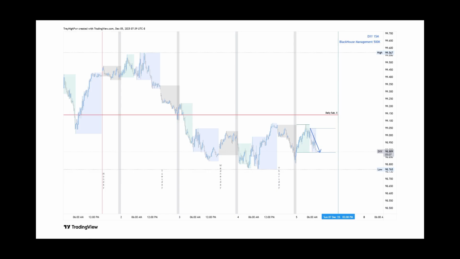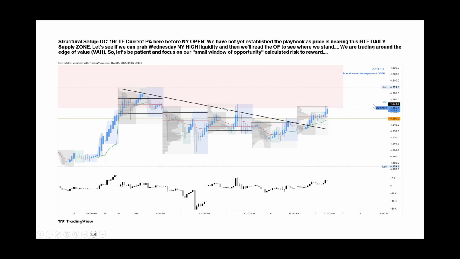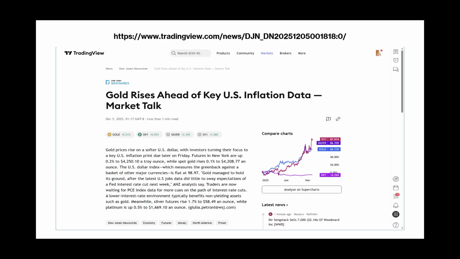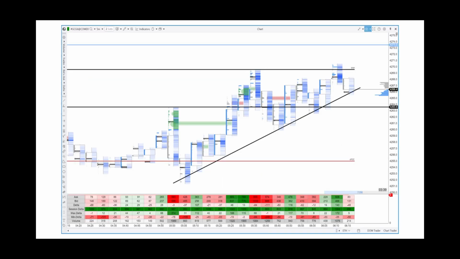So this was more added confluence as to why I'm looking to go long, and I wanted to target higher into that overall daily supply zone. This is a daily supply zone, but as you can see, early New York, we're already trading around the edge of value, and this was the first main target that I was looking to capitalize on. This was the preset narrative that we were looking at, especially with the news being added on to this. We definitely had a long bias today going into the market. So let's get down to it.